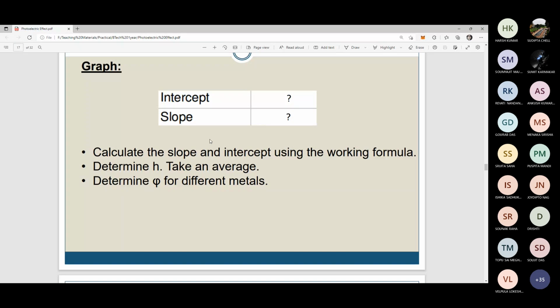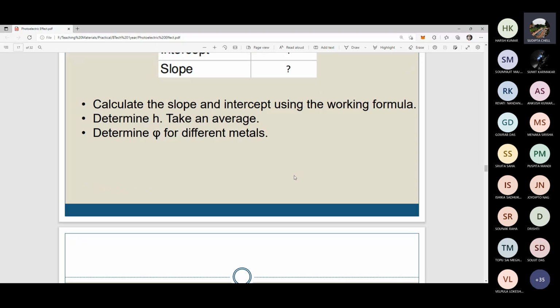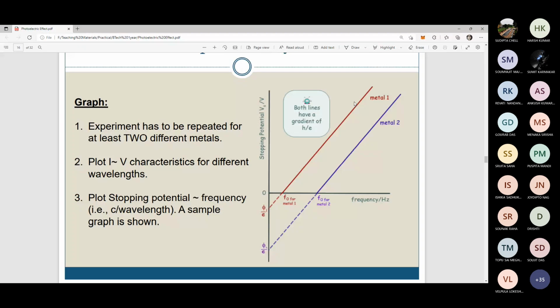From the slope you take the average value, then h by e is equal to that slope, and from that you get the Planck constant, and determine phi for the different materials. For different materials, phi will be different. The intercept portion indicates phi. So the slope is h by e, and from that h by e you need to calculate the Planck constant.